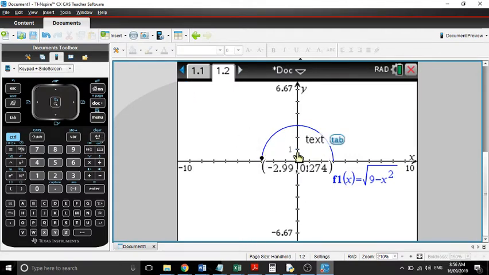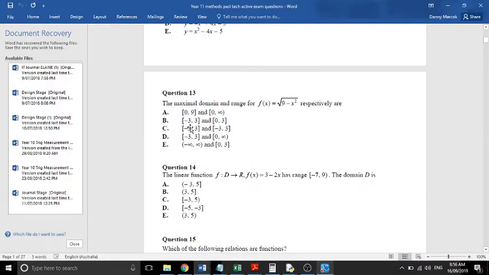because it's a semicircle. Quite obviously, our domain is -3 to +3, and our range would also be from 0 to -3. So sorry, from 0 to 3. So that's our domain and range. So domain -3 to 3. So it's going to be one of these three here, and then our range of 0 to 3. So that's what we've got there.